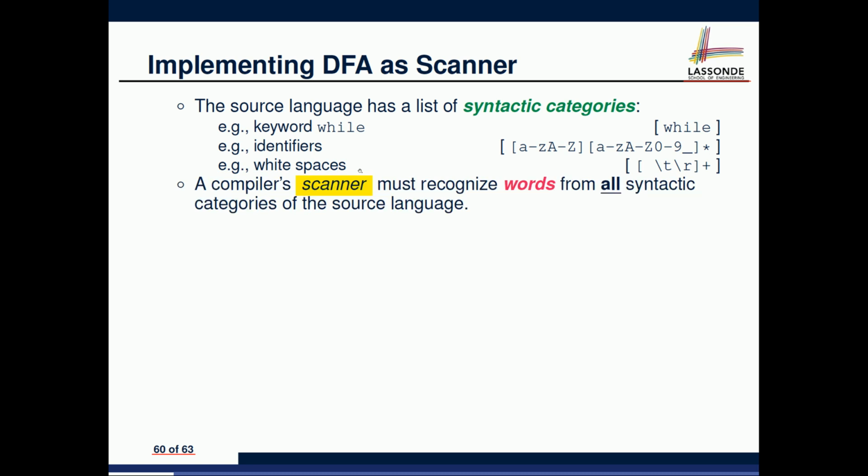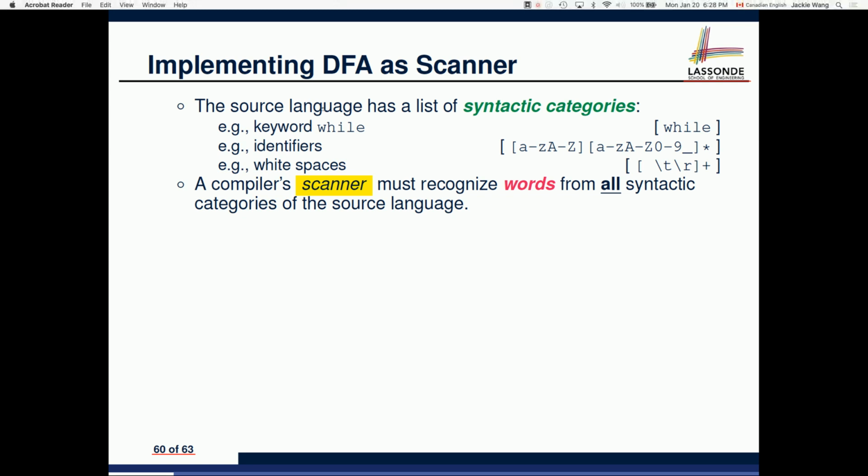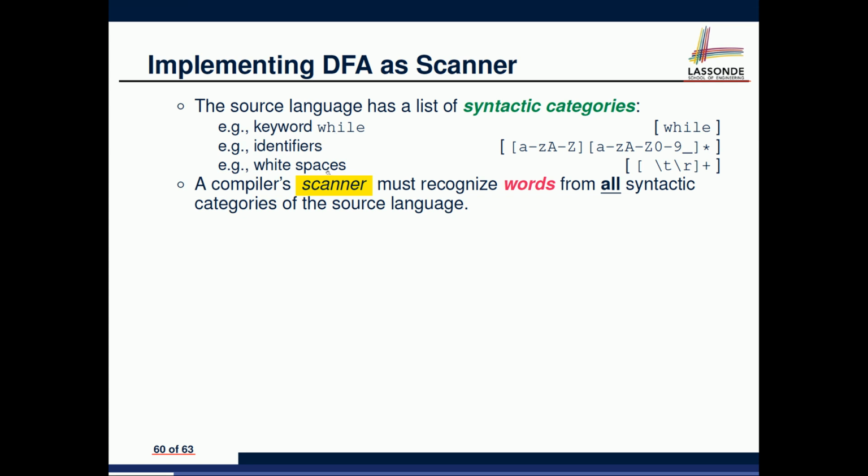So now, your scanner, the first gate for your compiler, should really try to identify all of them. How? How can we have a single DFA that can recognize any word satisfying any of the categories? Let's say, for example, for our particular language, we only have 3 categories. Either it's a while, or it's an identifier, or white spaces. So we have 3 categories. How do we actually come up with a DFA that is able to accept if it matches any of the categories?